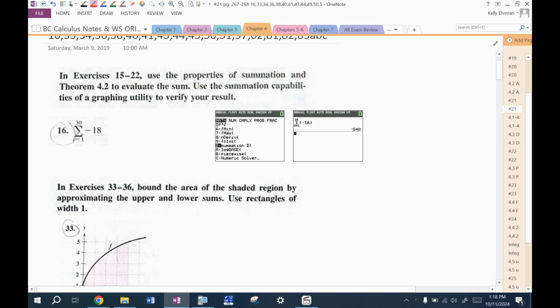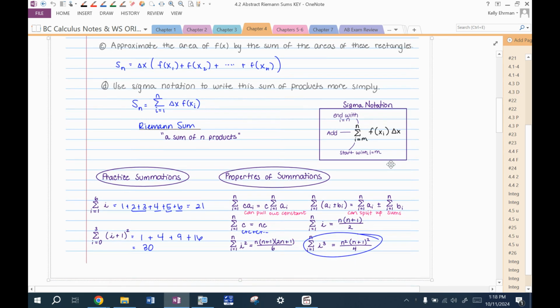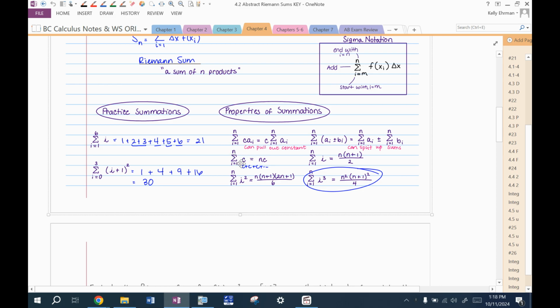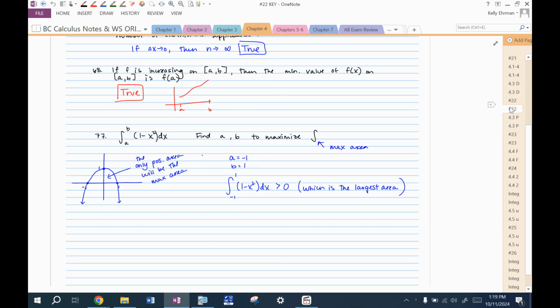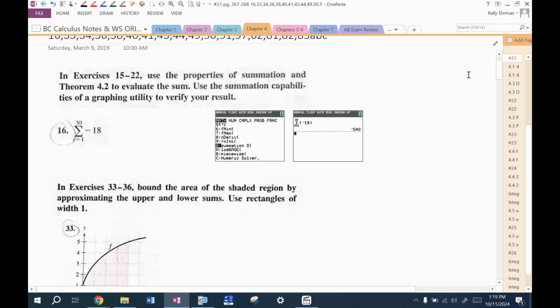So, first of all, using the properties of summation and Theorem 4.2. This is on the front of our notes. We had these little rules here. This first one is just a constant, ours is negative 18. The summation rule is that because you're going to be adding negative 18 a certain number of times, it's n times that value. So this is going to be 30 times negative 18.